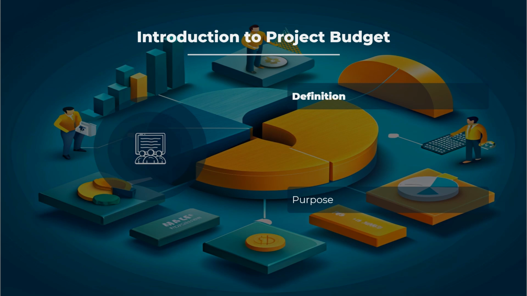A project budget is a comprehensive financial plan that outlines the expected costs associated with the project, covering all phases and activities. Example, for a construction project, the budget includes costs for materials, labor, equipment, permits, and contingencies. The primary purpose of a project budget is to provide a financial framework for the project, ensuring that all necessary expenses are planned and tracked to keep the project financially viable.